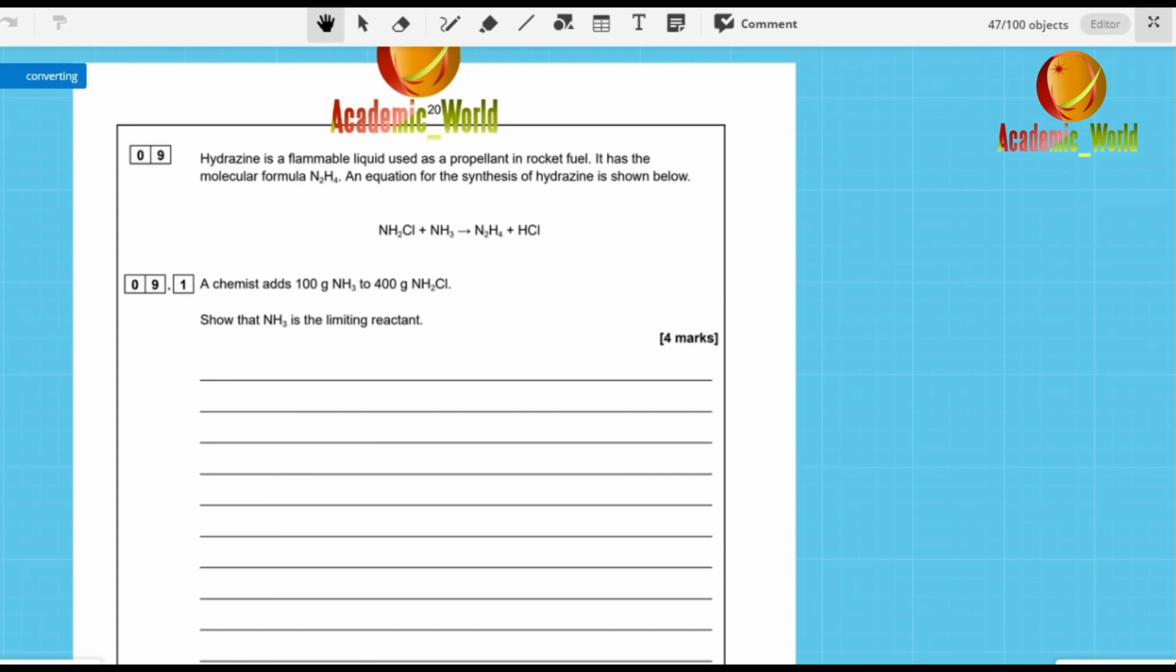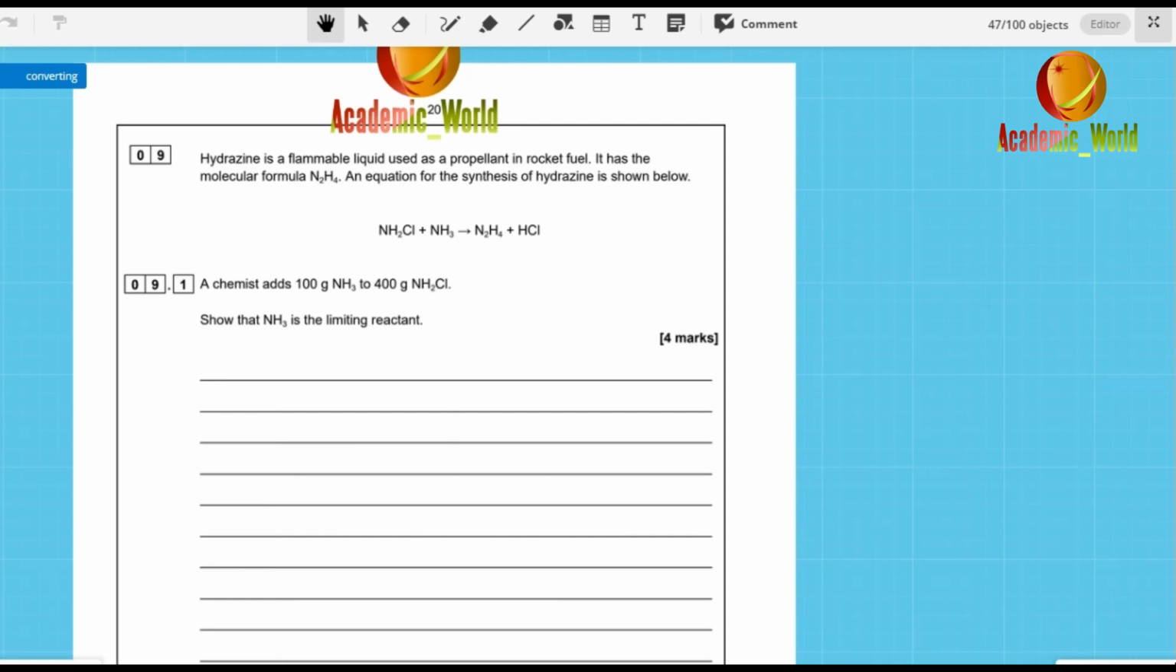Hydrazine is a flammable liquid. The formula is N2H4 and the equation is given for the synthesis of hydrazine. A chemist adds 100 grams of NH3 and 400 grams of NH2Cl. Show that NH3 is the limiting reactant, because you know that the very important step in the stoichiometry calculation is that you have to find the limiting reactant first.